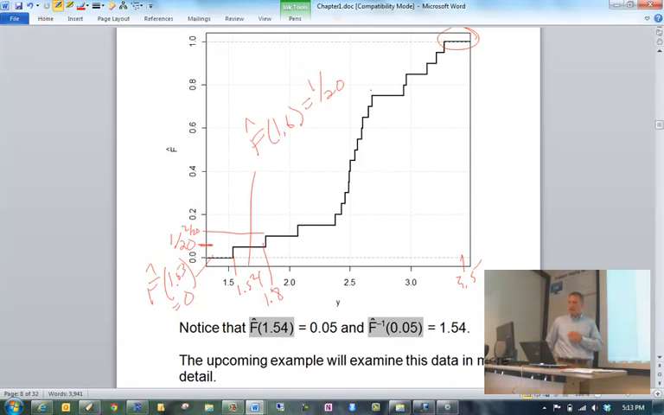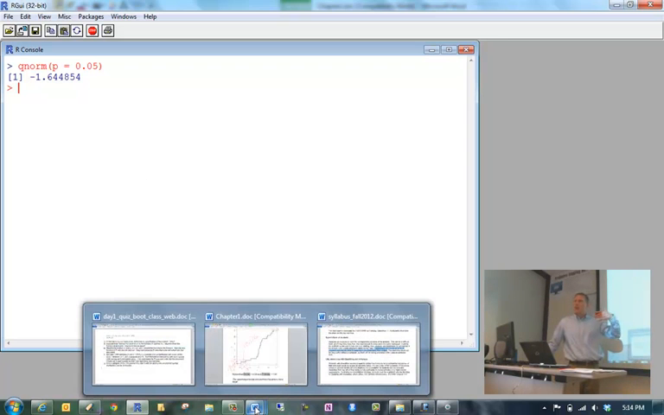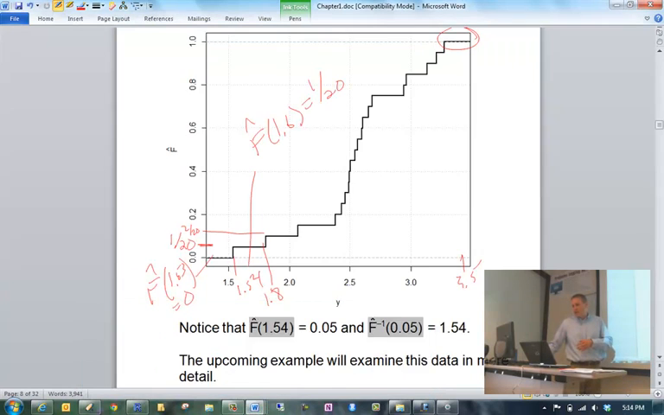You could also look at the inverse function of the EDF. Let's say I want the 0.05 quantile from this EDF. Well, it's 1.54. That sounds familiar: if you want the 0.05 quantile from a standard normal, you would use qnorm with p equal to 0.05, and you get negative 1.65. So this is just a different way of looking at things. Now we're using the EDF versus a regular old parametric distribution.